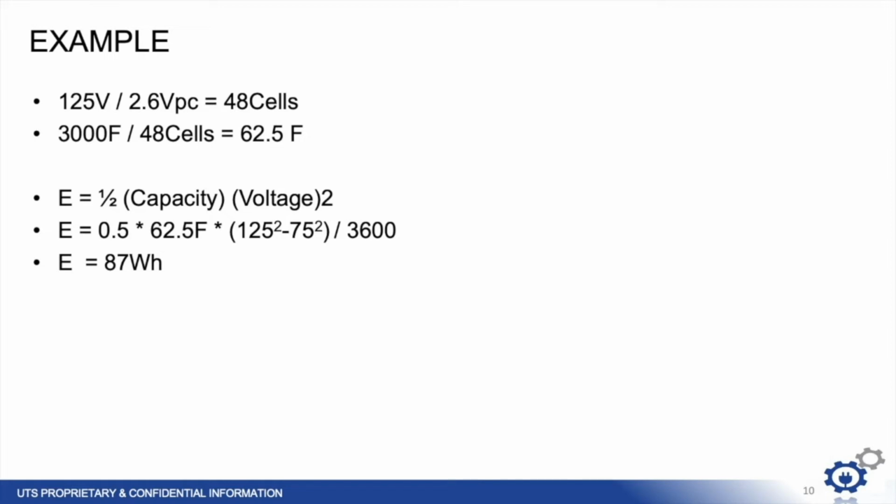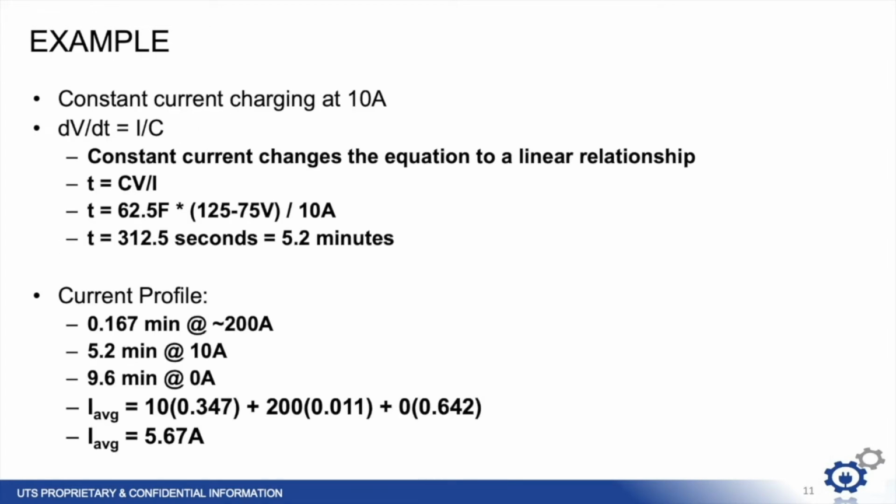Next, we check how long a 10 amp constant current charge would take to recharge the full capacitance. These equations are linear only because of constant current charging. If instead we used constant power charging, the equations would be more complex. But using the linear equations, we can see how long a constant current charge cycle would take. So now we can characterize the current profile that the module will experience across this whole cycle. Using that current profile, we can determine the average current, which we will use in the next step.